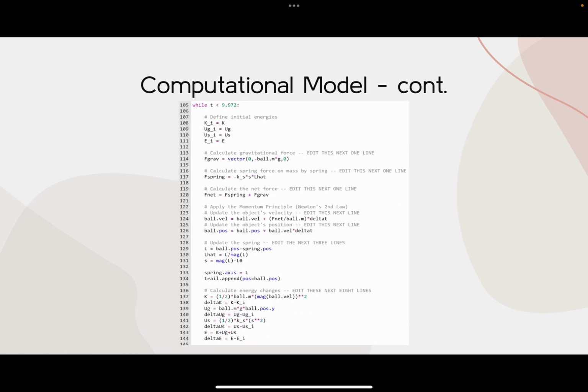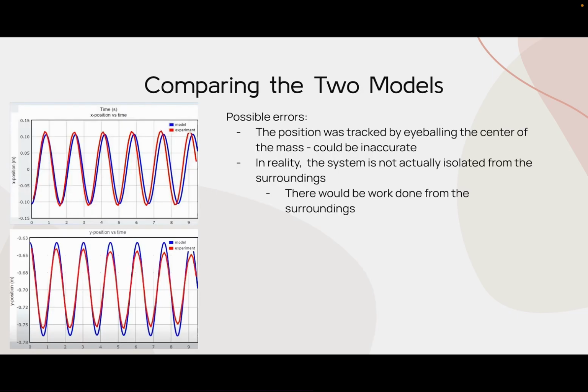And this is another part. This is the while loop. I changed the time to less than 9.972 seconds because that's the length of the video. We set the initial energies to what they are. Then we changed the ball's velocity and position to the velocity and position update formulas respectively. Then we changed the direction of the spring, which is L hat, as you can see there. Then we recalculated K, and found delta K by doing K final minus K initial. We did that for UG and US as well, and total energy as well.